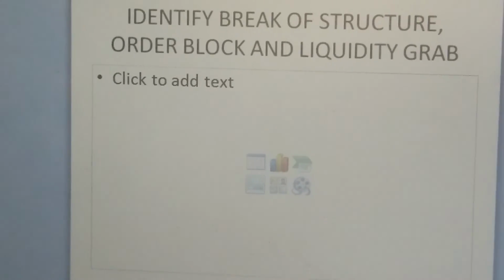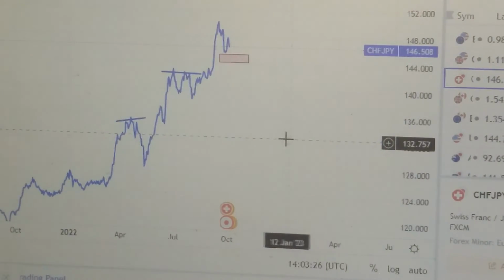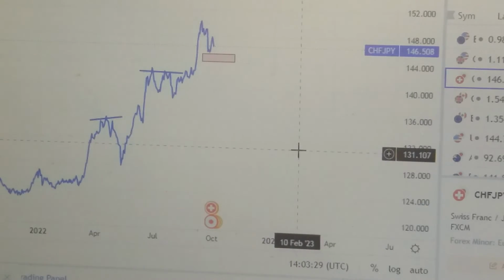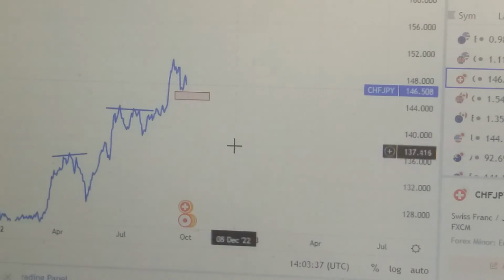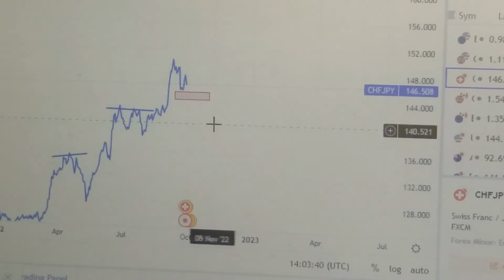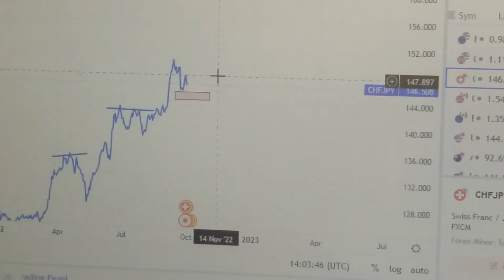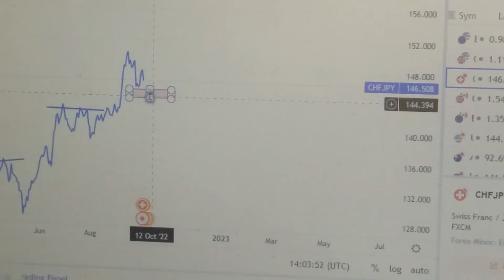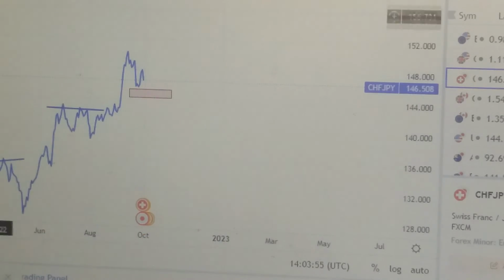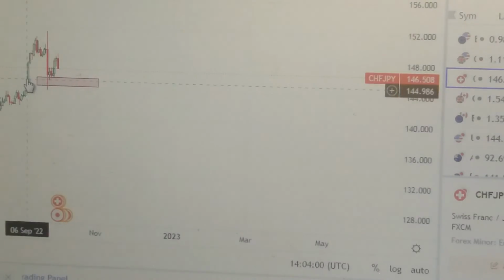So I hope that is clear for identifying break of structure. Now, what do we call an order block? An order block is a position in the market that we are expecting the market to get to before making a move upward. Okay guys, I'm currently waiting for this CHF market to do its thing before I go in for a buy. And you can see here I set another block here. This right here is a demand zone.